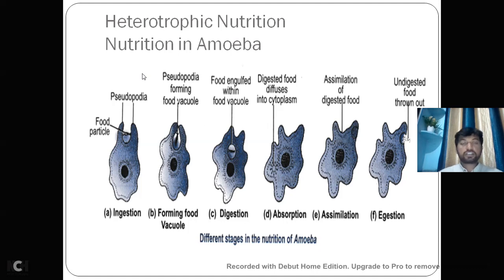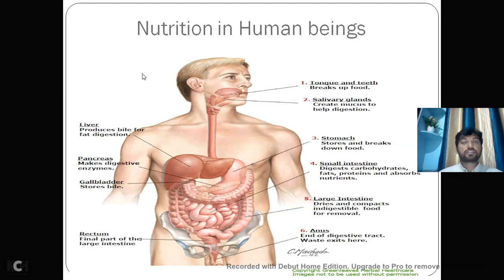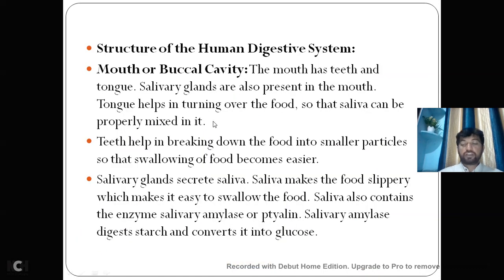Now let us understand nutrition in human beings. See, nutrition in human beings starts at the mouth itself, right? It starts at the mouth and ends with the anus, right? Let us understand each part, what happens in the mouth, what happens in the next part, and what happens in the stomach briefly in our video. Let us move on to the buccal cavity.